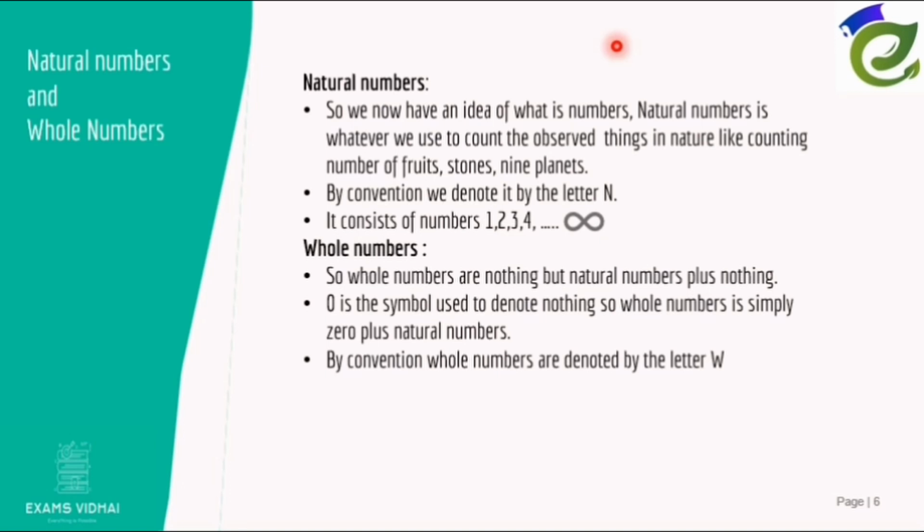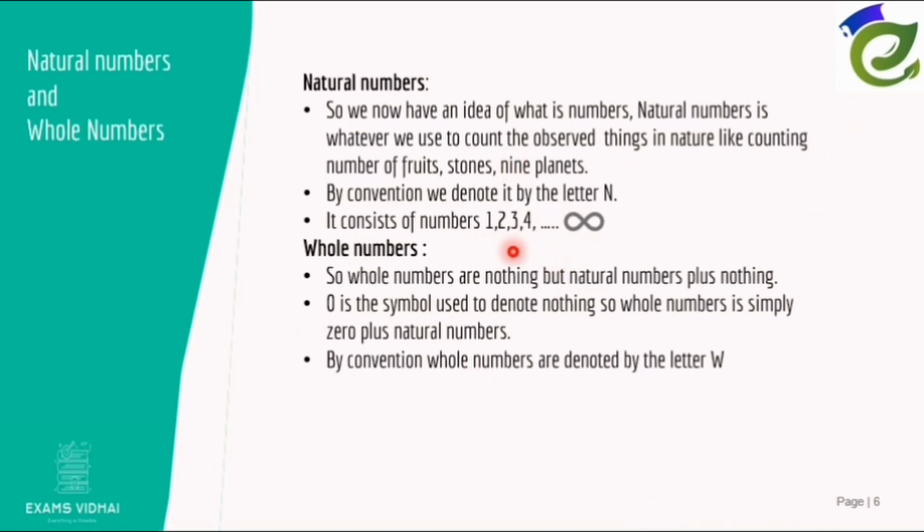Just imagine you are in a garden, counting the number of apples. What will you say? One apple, two apples, three apples. So naturally, what you count is one, two, three, four, five, and so on. That is what natural numbers are. In nature, this is how it exists. That's how we count. By convention, we denote it by the letter N, and it consists of the numbers 1, 2, 3, up to infinity.